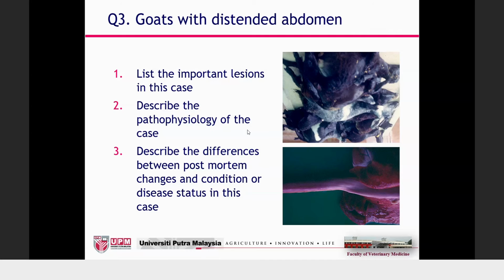Describe the pathophysiology, how actually the development of bloat occurs. That one we have later, in our next lecture, lecture 4, where we cover pathophysiology. And again, I highlight to you your ability to differentiate between postmortem change and condition or disease status in this case, because it is very important; overextension can be a result of postmortem change. Your ability to differentiate between lesion and postmortem change, that is the objective of the question.